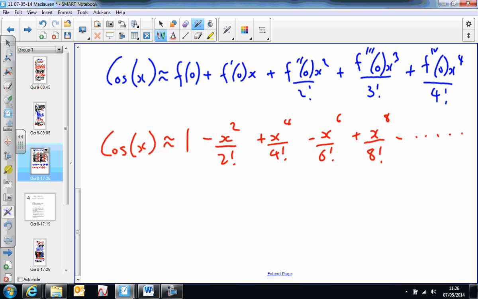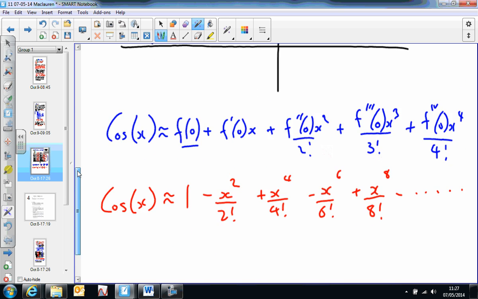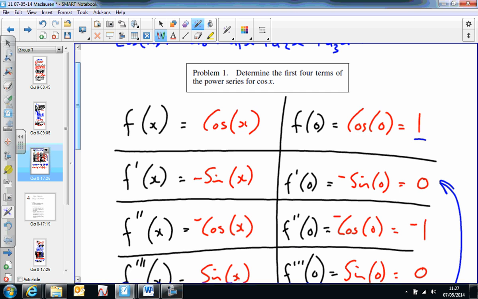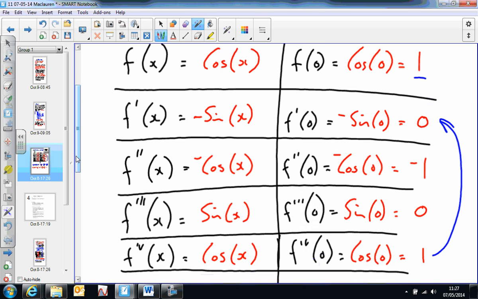There's the Maclaurin series, written out. The value of the function when x is 0, the value of the first differential, lots of x, the value of the second differential at 0, lots of x squared over 2 factorial, the value of the third differential at 0, lots of x cubed over 3 factorial, and so on. So we've worked out what the value of the function is at 0. It's 1. We've worked out what the value of the first differential is at 0. It's 0, and so on.